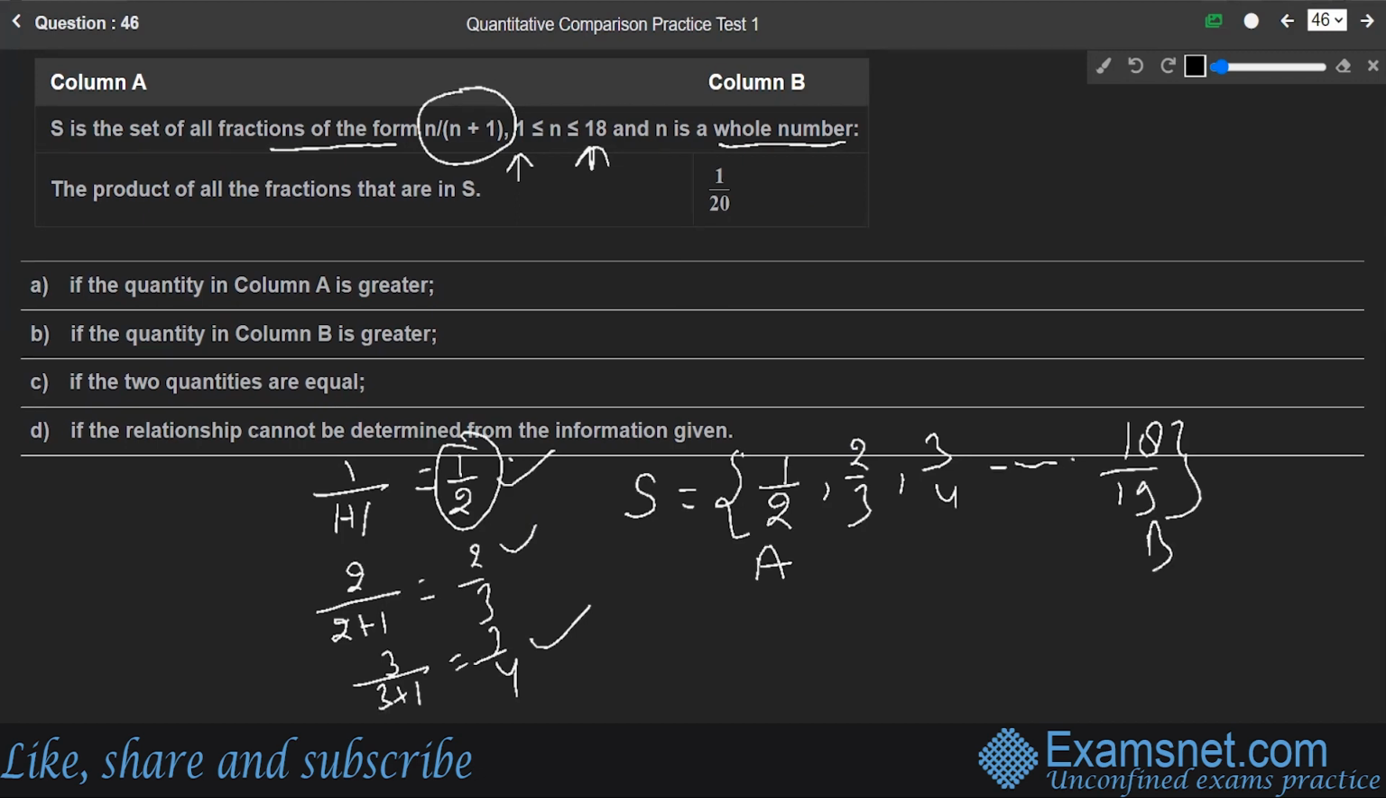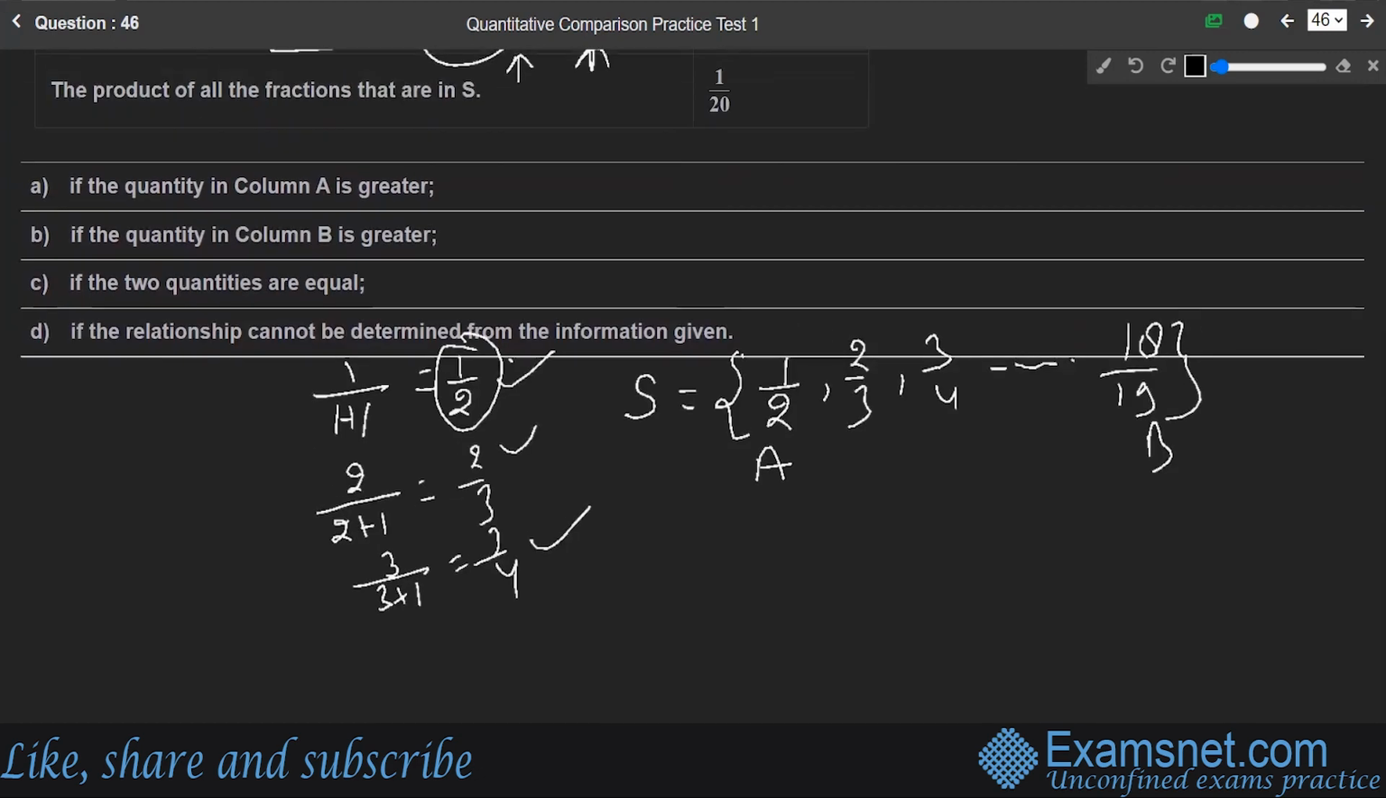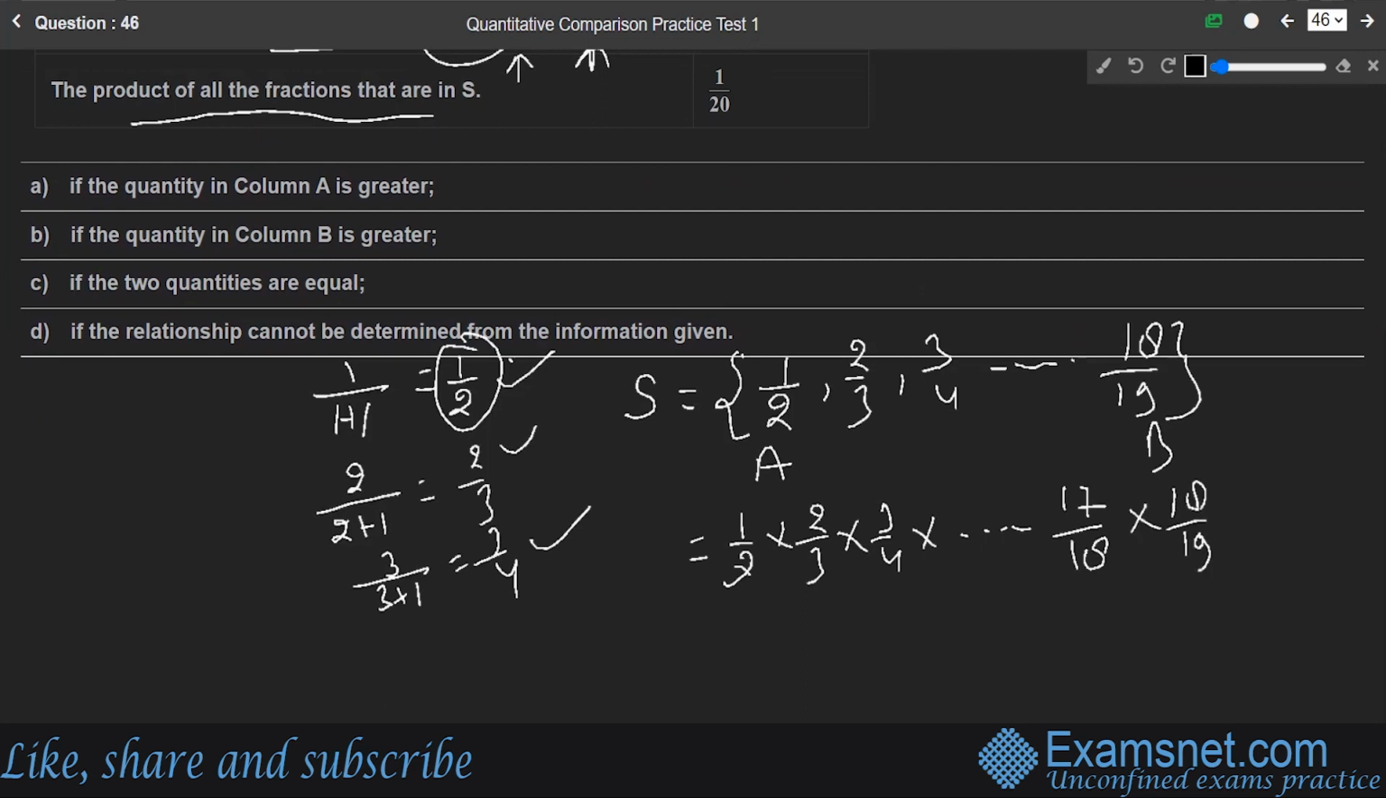Column A is suggesting what? Column A is suggesting the product of all the fractions that are in S. So let us do the product. It will be 1 by 2 multiplied by 2 by 3 multiplied by 3 by 4 into, and it keeps on going till 17 by 18 into, last will be 18 by 19. So this will be that product.